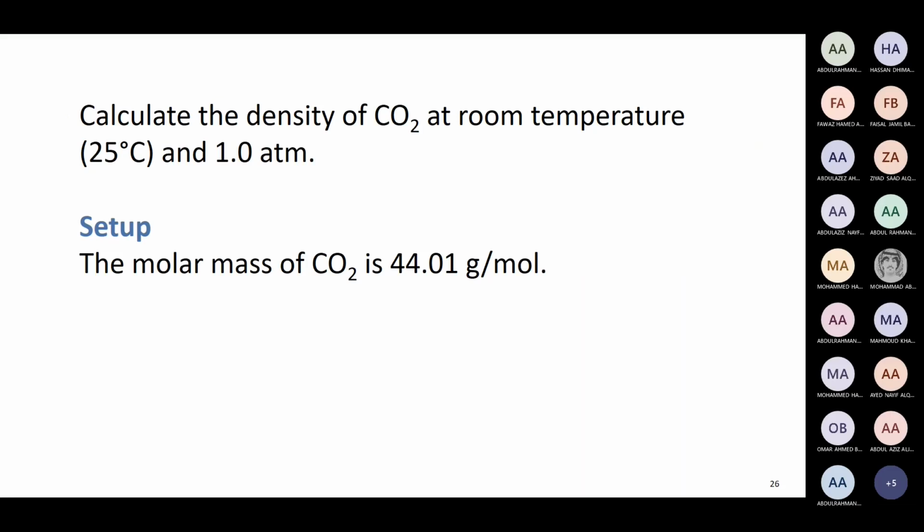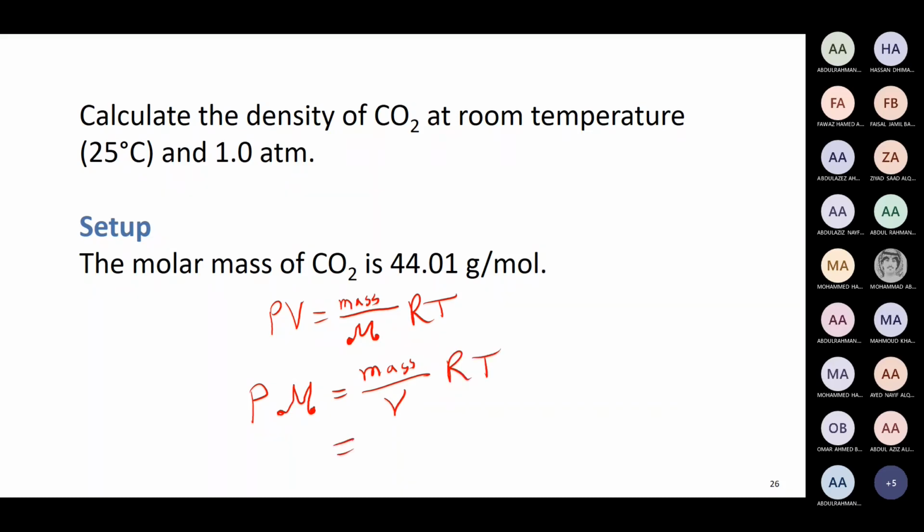Calculate the density of CO2 at room temperature, 25 degrees C, and 1 atmospheric pressure. Can you calculate the density? Which law are you going to use? PV is equal to nRT, but instead of n, I will write mass over molar mass, which is the number of moles. We calculate it by mass over molar mass, RT. If I want density, which is mass over volume, P times the molar mass is equal to what? Density times RT.